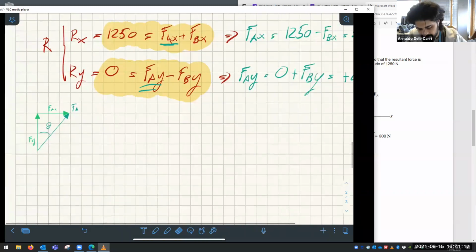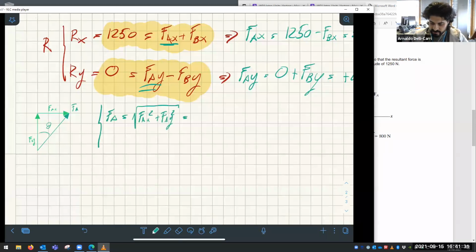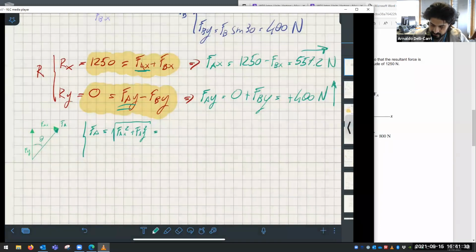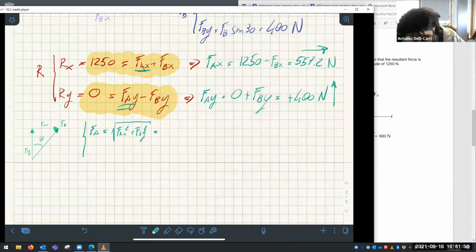So how do I find FA? Well, the square root of FAX squared plus FAY squared equals, remember, Pythagoras theorem. So 557.2 squared plus 400 squared equals, under square root, 685.9.